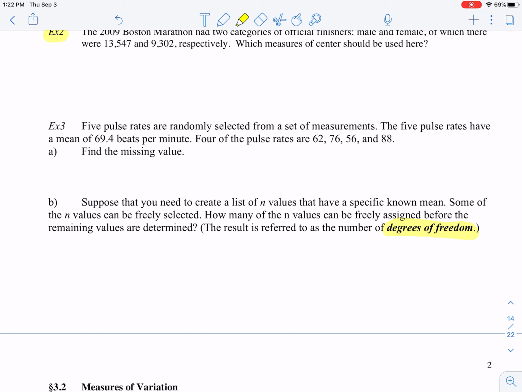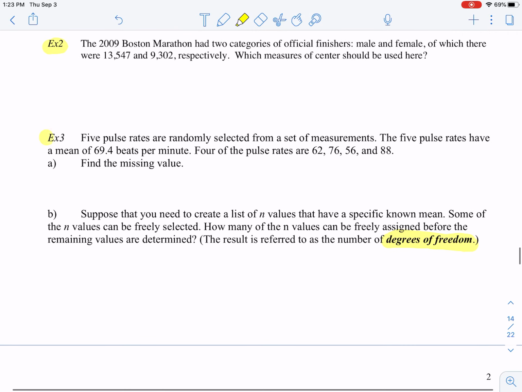Quickly, it's just referring to how many values we have control over, or can choose independently, versus how many values are left that we can't control once we know what the average is. Degrees of freedom refers to the number of data values that are freely assigned or chosen before the remaining values cannot be determined, given that the average of the data set is already known.